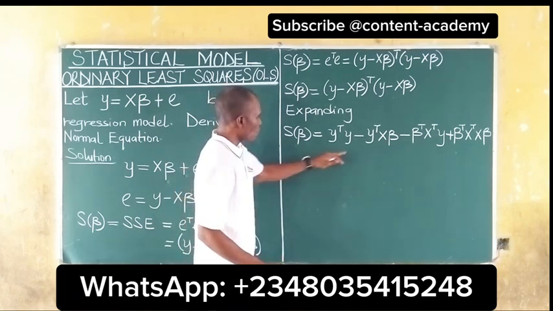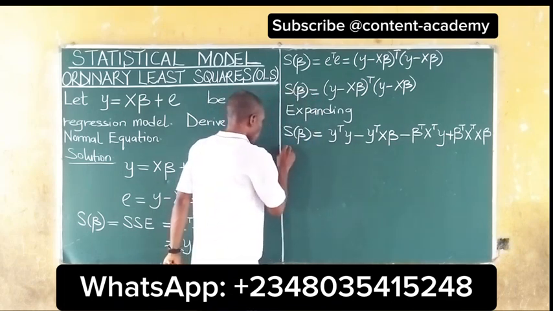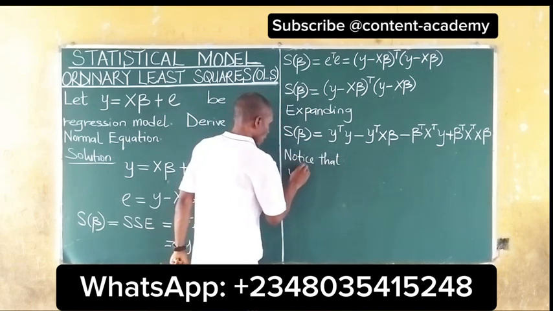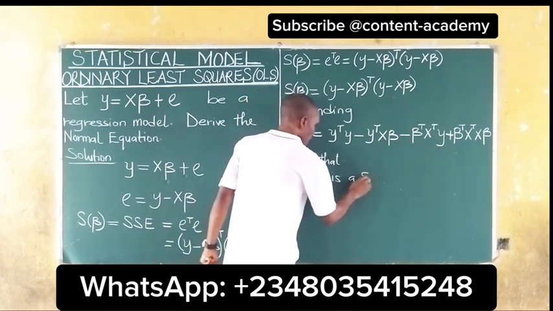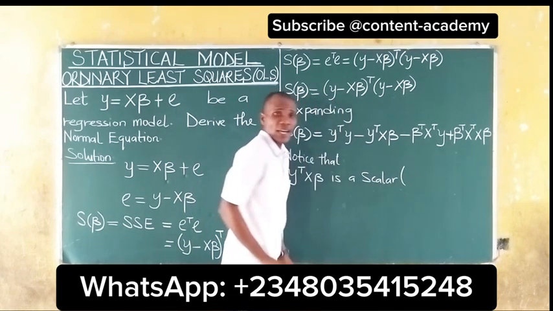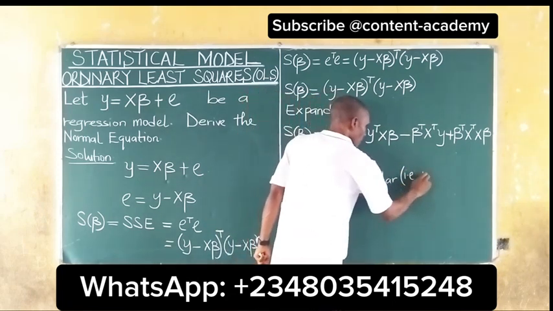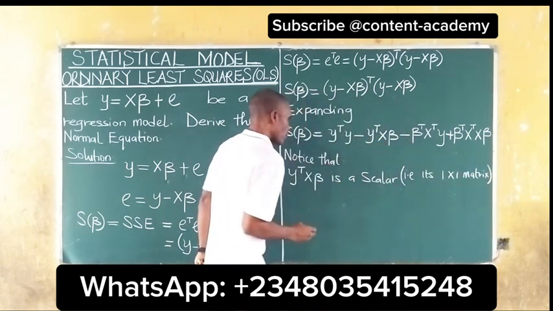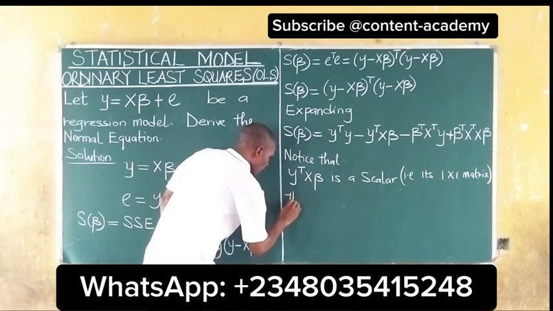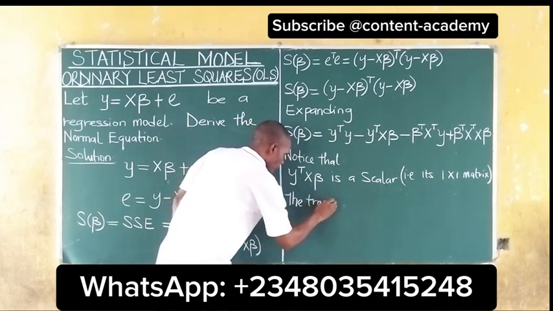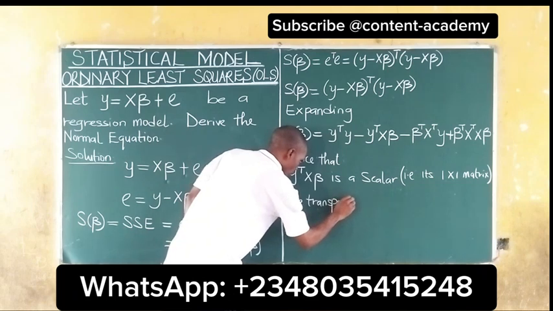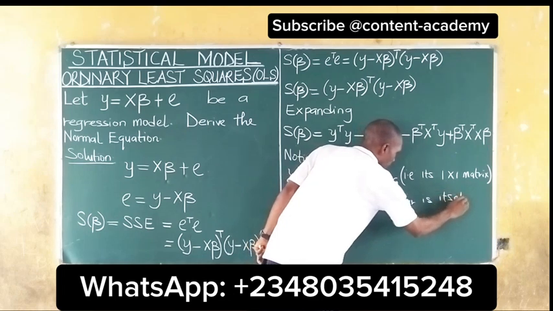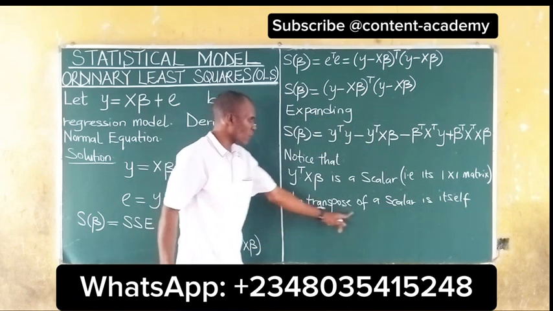Now, the next thing to do: if we watch out, we'll see that y transpose Xb is a scalar. When we say it's a scalar, it means that it is a one by one matrix. So it then means that the transpose of a scalar is itself. We have that at the back of our mind. The transpose of a scalar is itself.